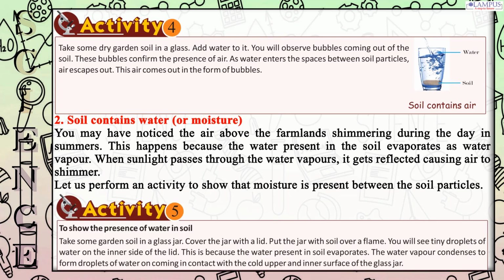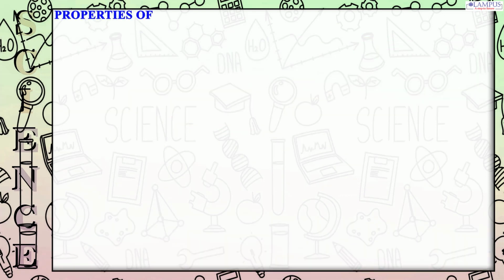Activity 5. To show the presence of water in soil. Take some garden soil in a glass jar. Cover the jar with a lid. Put the jar with soil over a flame. You will see tiny droplets of water on the inner side of the lid. This is because the water present in soil evaporates. The water vapor condenses to form droplets of water on coming in contact with the cold upper and inner surface of the glass jar. Properties of soil.